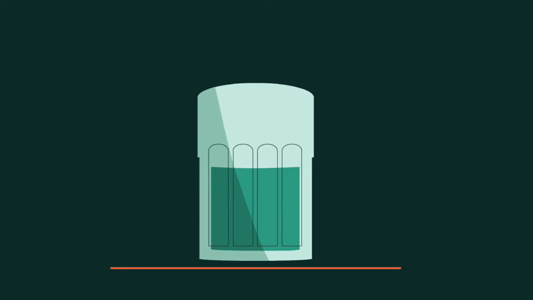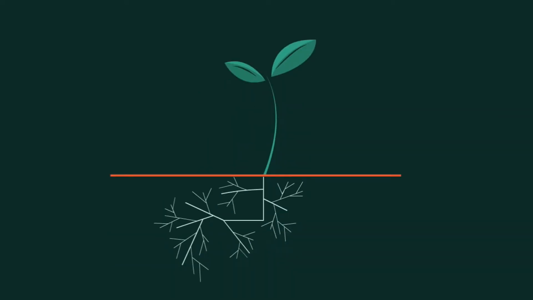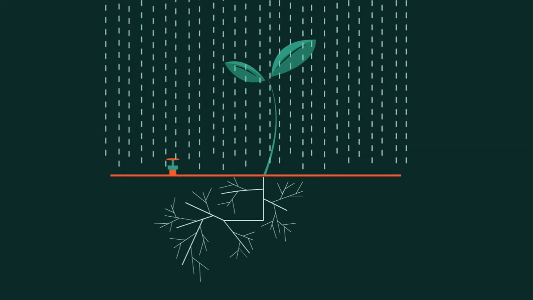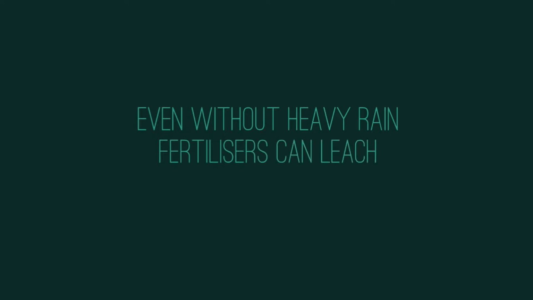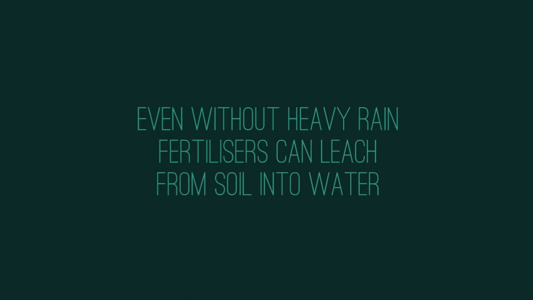Fertilizers must be dissolved in water before they can be absorbed by plants through their roots. This can happen from manual watering or rainfall. Heavy rainfall, however, can wash dissolved fertilizers into large bodies of water, such as rivers and lakes. In fact, even without heavy rain, dissolved fertilizers can still leach from soil into water.